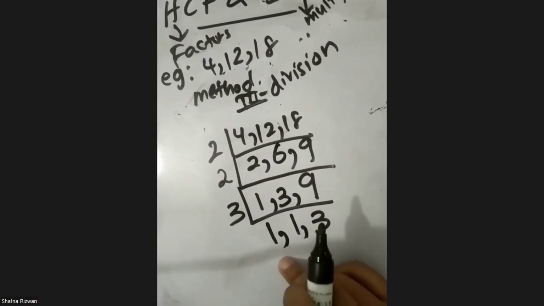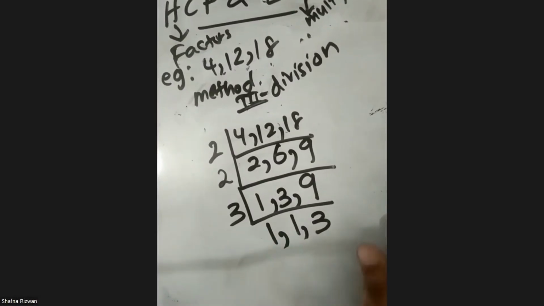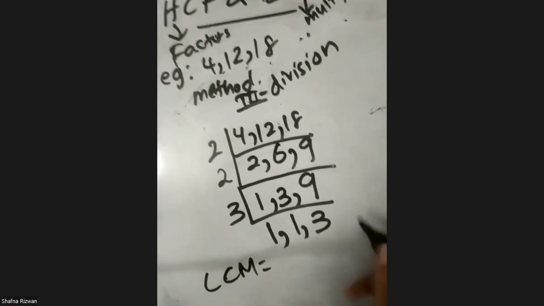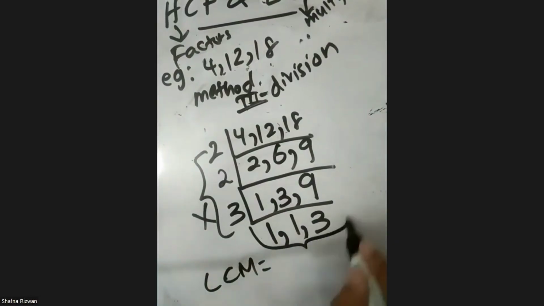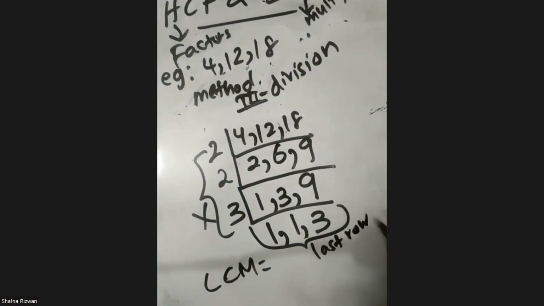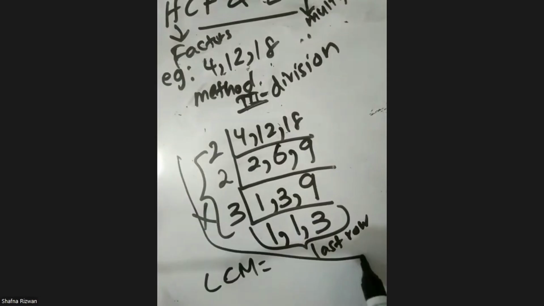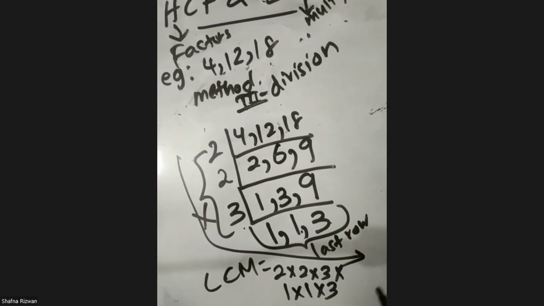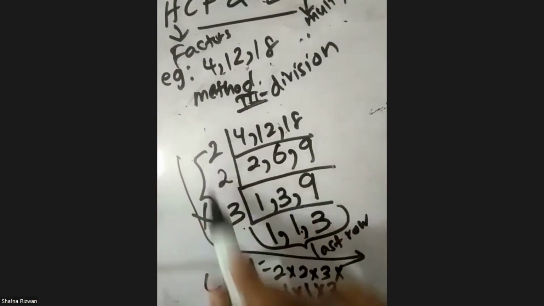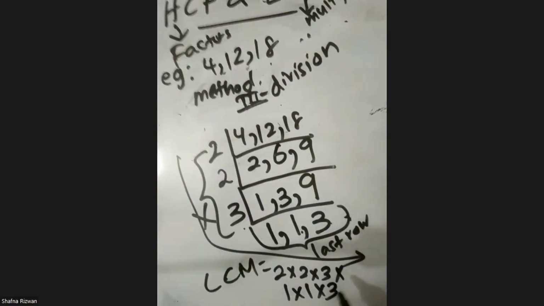This is your end. Now how are you going to find the LCM? Remember, if you want to find the LCM here, take all of these and multiply. Not only this, take all the numbers in your last row as well, and multiply everything from here to here until the end and find the LCM. How can you do that? 2 multiplied by 2 multiplied by 3 and 1 multiplied by 1 multiplied by 3. Okay, like that you have to find the answer. You have to multiply everything from the beginning until the last row.